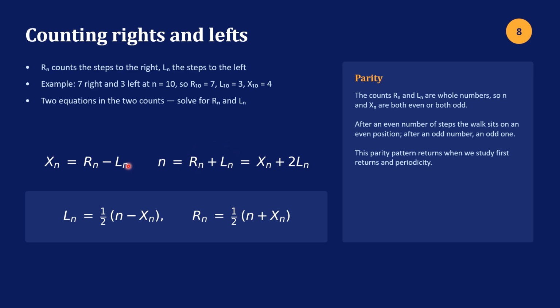We can solve for R sub n here. R sub n equals x sub n plus L sub n. We plug that in here and we get n equals x sub n plus 2L sub n. We can subtract x sub n from n and then divide by 2. And we get this formula for L sub n. And then we can solve for R sub n here. It's just n minus L sub n. And then we plug this in for L sub n. And with a little bit of algebra, we get this here.